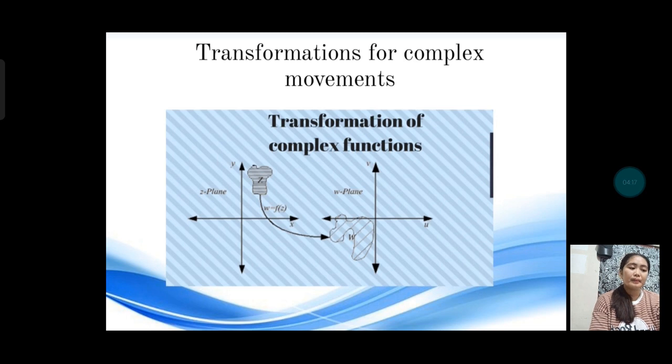There are four main types of transformation: the translation, rotation, reflection, and dilation. These transformations fall into two categories: rigid transformations that do not change the shape or size of the pre-image, and non-rigid transformations that change the size but not the shape of the pre-image.